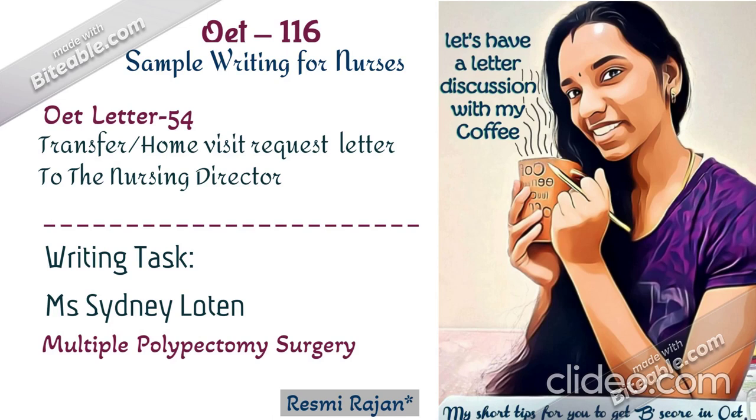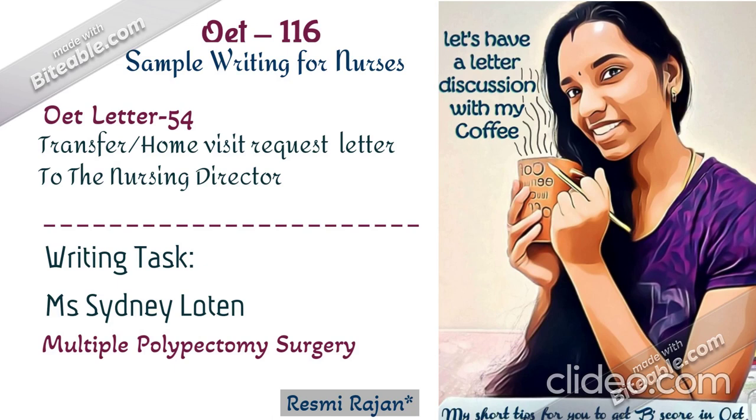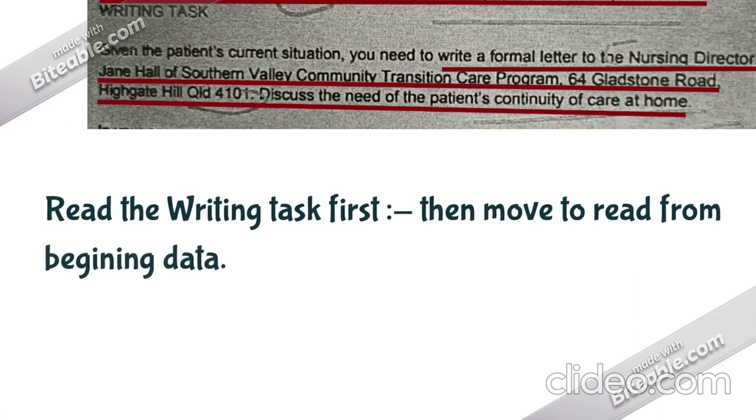Every time you have to go to the writing task first, then you will come to know whether it is a known case or unknown case, to whom you are writing, and what is the requirement you want to tell the reader. In some writing tasks, you can even come to know what the recommendation paragraph may be. So all this relevant data you can find from the writing task. Let us see the writing task for this particular letter.